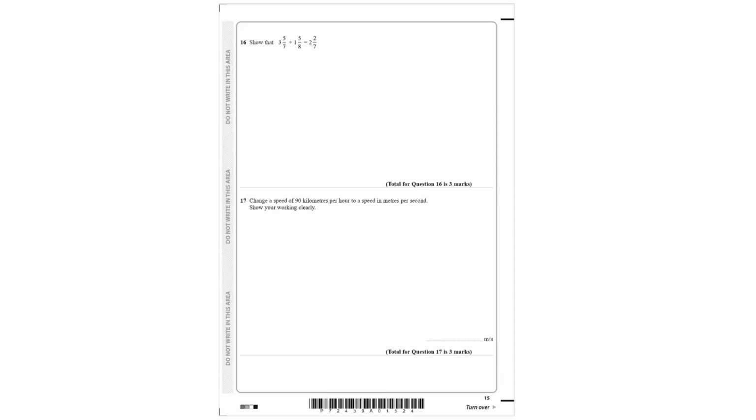Welcome back, Crammers, to question 16. Show that 3 5/7 divided by 1 5/8 equals 2 2/7.